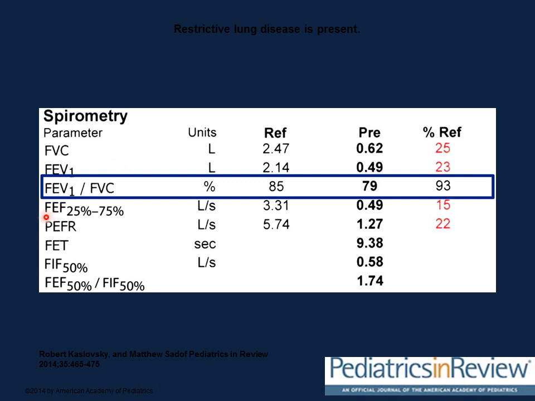Also, if you look here, FEF 25% to 75% is markedly reduced, and this parameter can be reduced in both restrictive lung disease and obstructive lung disease or asthma. The way to make the difference is always to check the FEV1 to FVC ratio first.